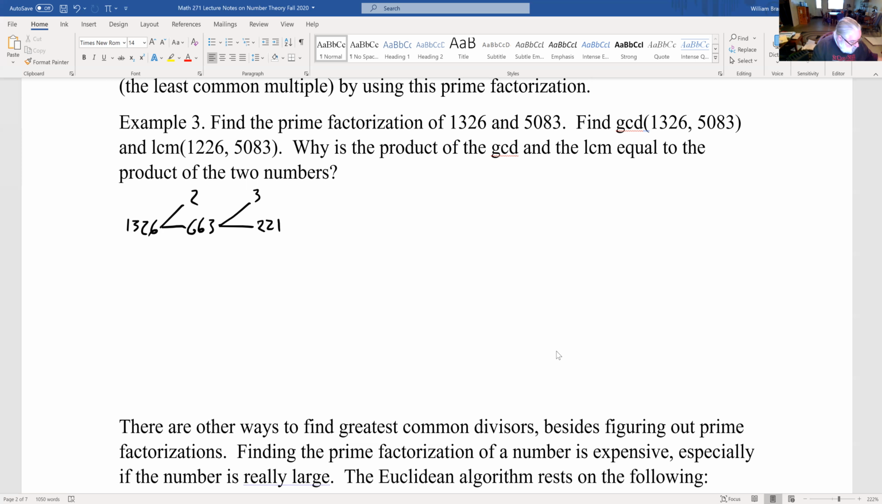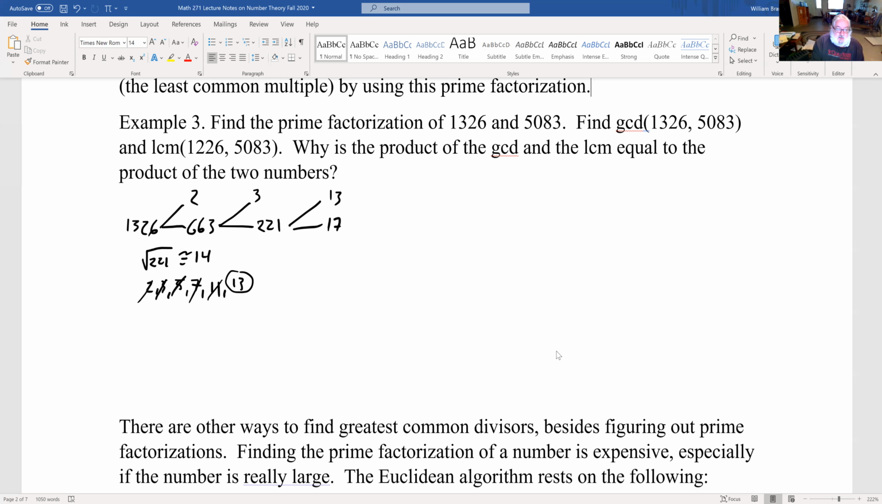I know that the square root of 221 is about 14. So I only need to check primes up to 14, namely 2, 3, 5, 7, and 11, and 13, to see if any of those divide 221. We know 2 doesn't because 221 is odd. We know 3 doesn't because 2 plus 2 plus 1 is 5. We know 5 doesn't because it doesn't end in a 0 or 5. 7, you actually have to go and do a division. You find that it doesn't divide by 7. Dividing 221 by 11, you find that there's a remainder. But 221 divided by 13 does work. And that's that.